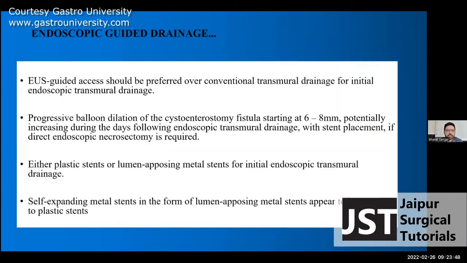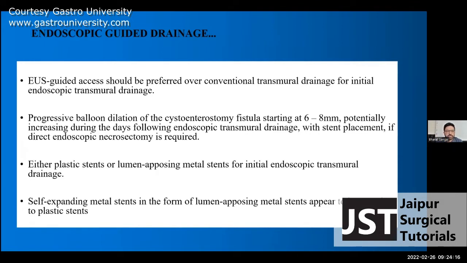The endoscopic guided drainage, it is recommended that EUS should be preferred over the conventional transmural drainage for initial endoscopic drainage. And in this, a progressive balloon dilatation of the cystoenterostomy fistula starting at 6 to 8 mm is done, and potentially increasing it during the following days, followed by an endoscopic transmural drainage with a stent placement. In this, either plastic stents or a LAMS, that is a lumen opposing metallic stent, can be used.